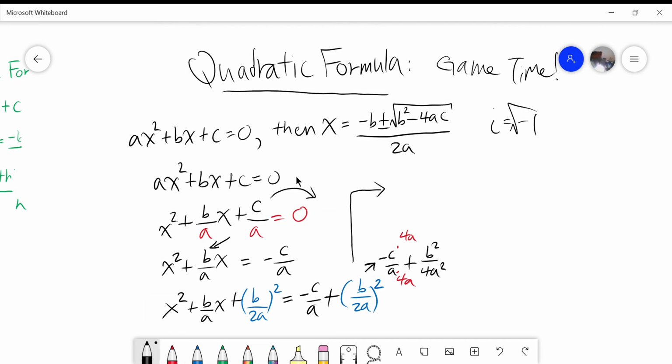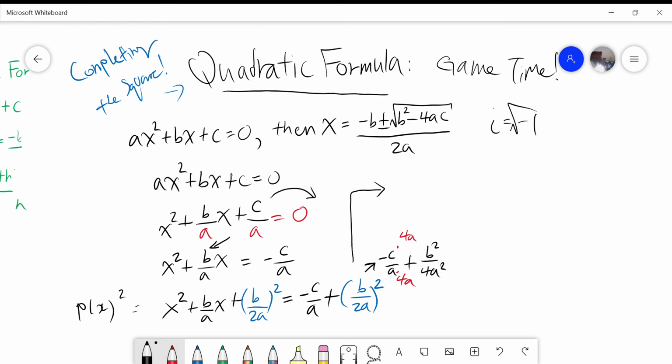Now on the left hand side, you'll notice that we can actually factor this now, and this is the square of a binomial. So this will give us x plus b over 2a squared, and then that would be equal to that. So this is why it's called completing the square. This is how the quadratic formula was created, I guess, and it's called completing the square. Hopefully you can read that, but it's fine.